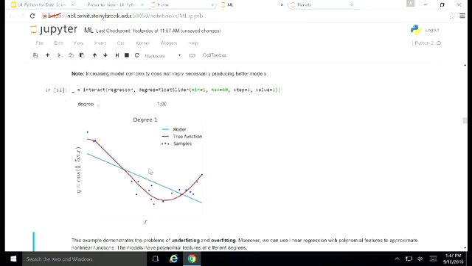So you have some true function, okay? That's probably going to be something like this. Let's see, for the purpose of explanation, let's say the true function is this. It's some function like this, okay?